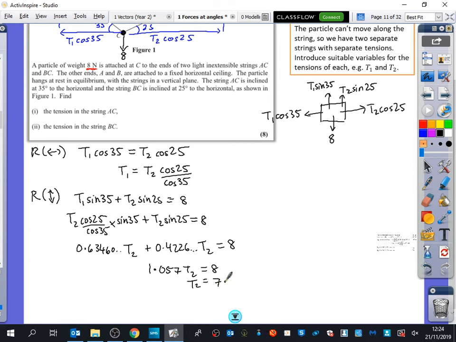And that's 7.567, or let's just do two significant figures. Which one did you call T2? I called the one going to the right T2. It's the sine.